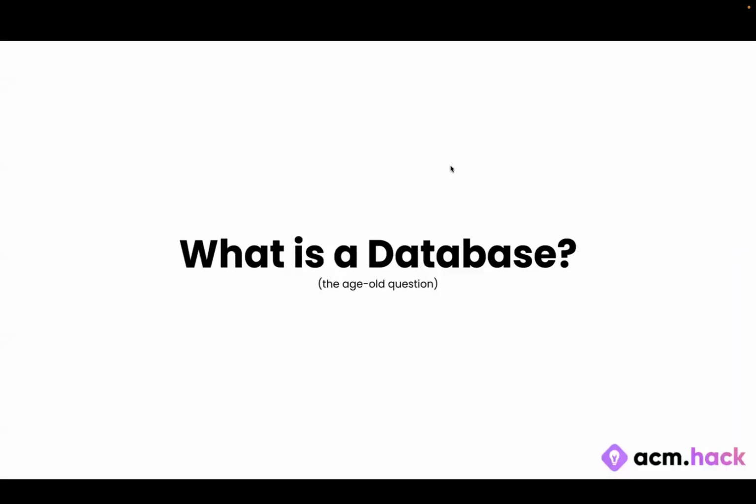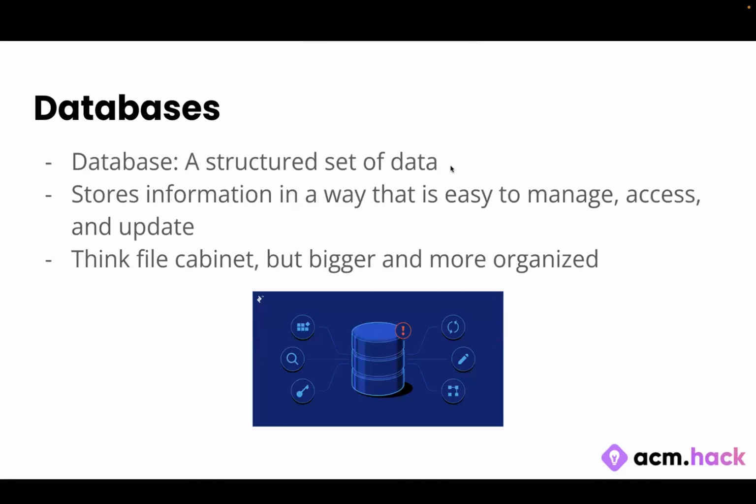Okay. Now let's get into defining what a database actually is. All right. So a database is just a structured set of data. Essentially, it stores information in a way that is easy to manage, access, and also update. If you want a really simple example, think of a file cabinet, but much bigger and also more organized. This is just the textbook definition of what a database is. Any questions on what a database actually is? Cool. We'll get into some analogies.